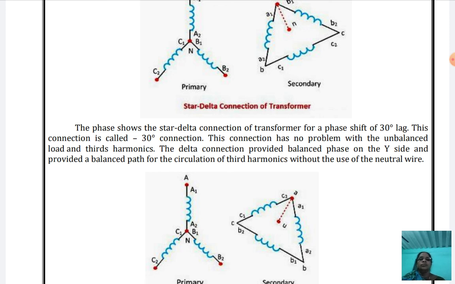You remember the clock: the 12 o'clock position means 0 degree phase shift, the 6 o'clock position means 180 degree phase shift, the 11 o'clock position means plus 30 degree phase shift, and the 1 o'clock position means minus 30 degrees. Don't consider 12 to 1 as forward; that is not plus 30, it is lag, so it is the minus 30 connection. So these are the different transformer connections for a 3-phase transformer.